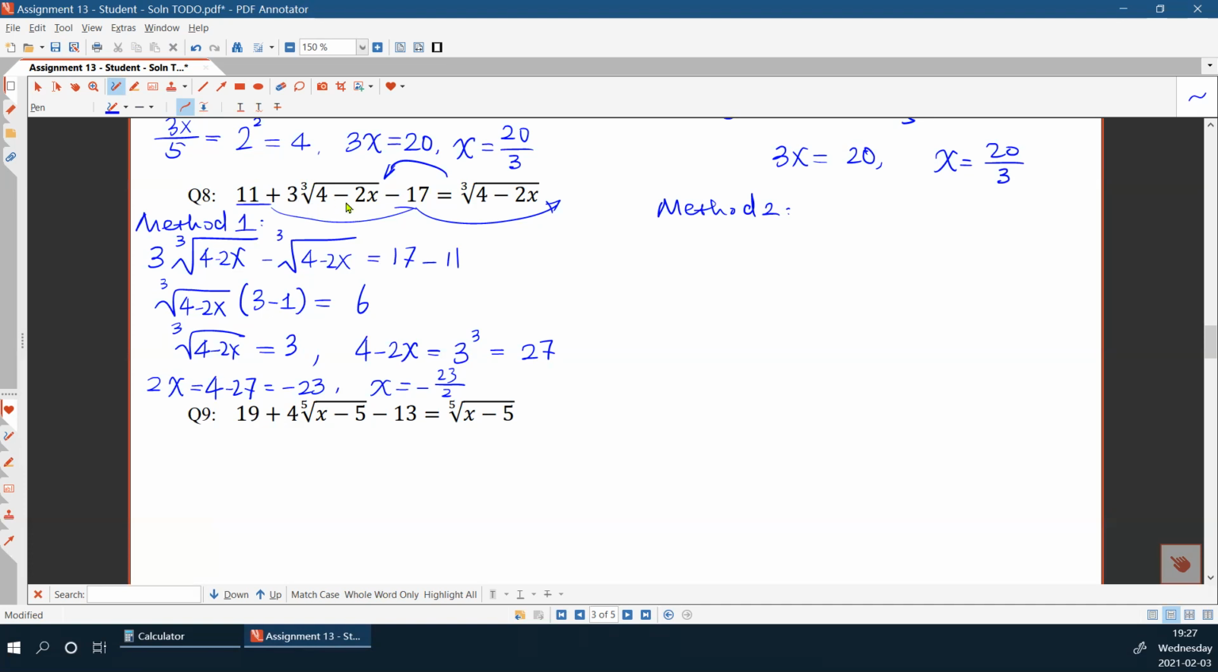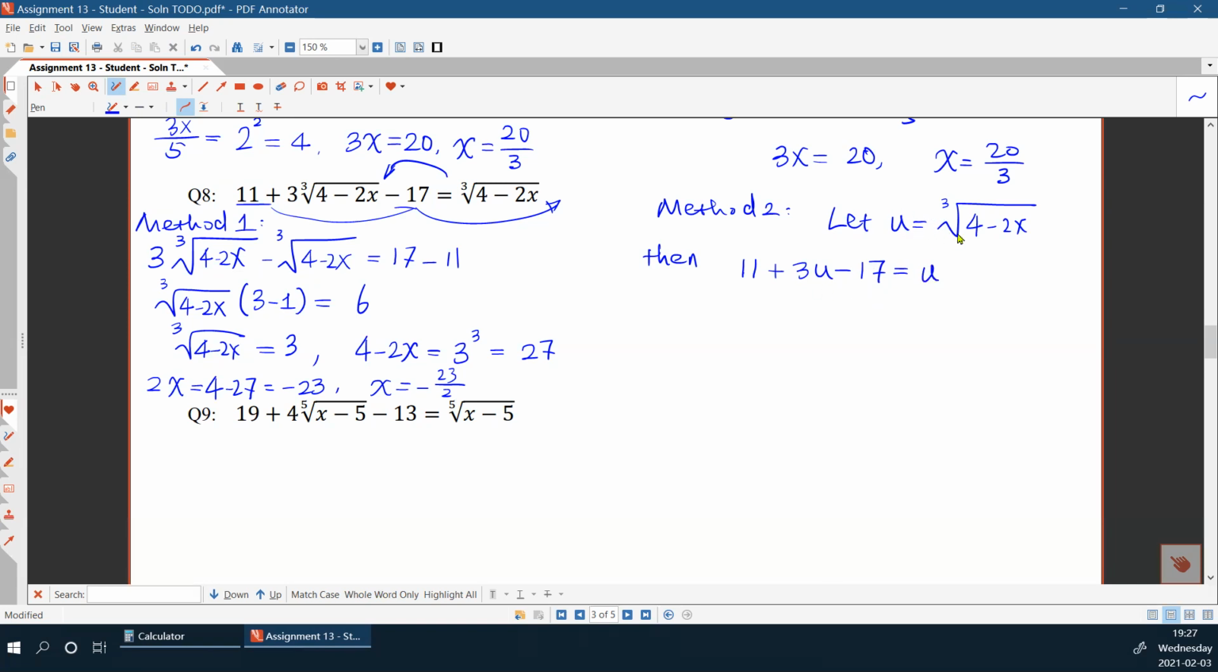If you don't like the long expression here, consider using another letter to denote the complex expression. Here we let u denote cube root of 4 minus 2x. It's workable, right? So then the original equation becomes 11 plus 3u, right? Minus 17 equals what? Equals u, right?